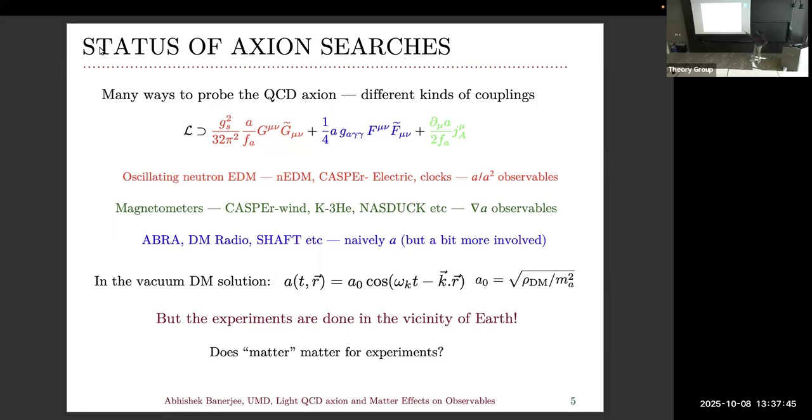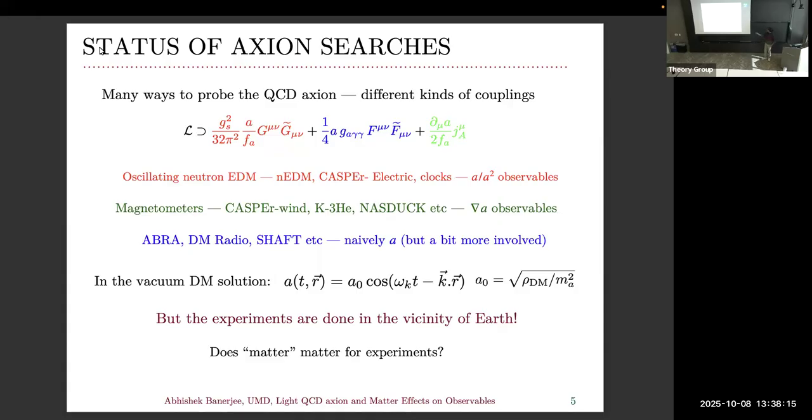And another coupling that you can look for, because it's a pseudoscalar, right? It has a derivative of A, j mu 5 kind of coupling. It's in green, and this coupling reminds us of mu dot B, right? So that's why they call it a magnetometer. So the axion acts as a magnetic field in some sense. And the experiments that are looking for it are called magnetometers, CASPEr-Wind and NASDAQ and some experiments. But the observable that we have is the gradient of the field.